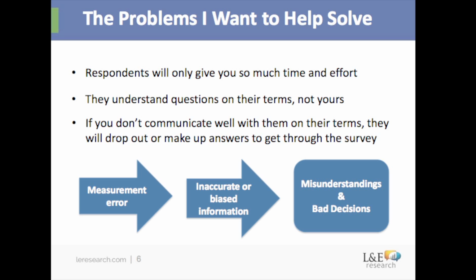and then misunderstandings of the subject matter and bad decisions. And I would argue that measurement error is a far bigger problem than statistical error or sampling error. Think of all the effort we go through to get the sample from 100 to 150 to reduce the error that much, and yet we're bypassing how we ask questions.